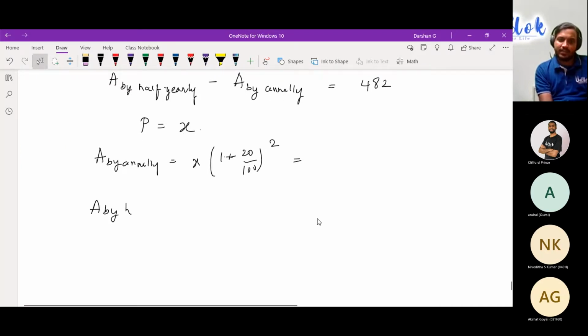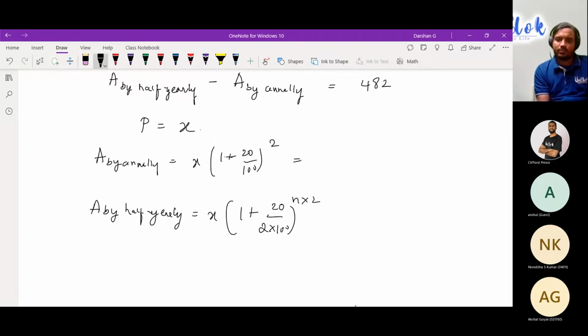Amount by half yearly, same, X. So it will be P into 1 plus R into 2 divided by 100 to the power of N into 2. So principal is X, rate of interest is 20, and N will be 2 years. Did someone reduce? I think the first one is 36 by 25, right? 36 by 25 X. Yeah, don't miss that X.